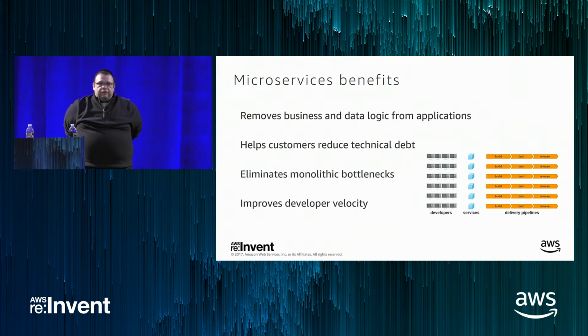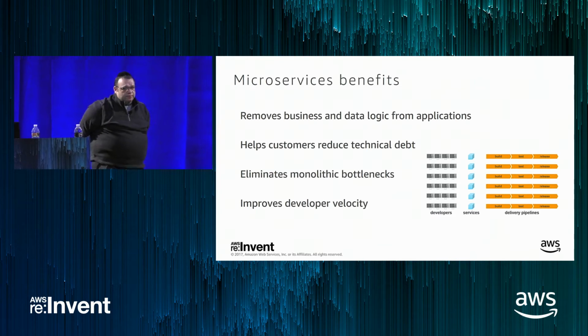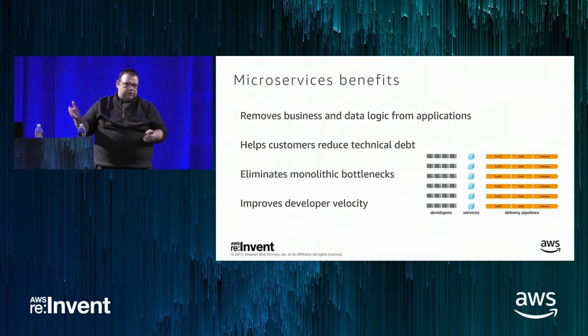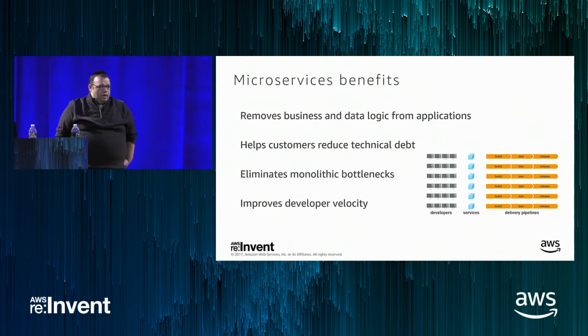I think the benefits of going to microservices are pretty obvious. It removes the business logic and data logic from your applications. It helps customers eliminate the technical debt as they move to the cloud. And it helps you eliminate the monolithic bottlenecks, right? Because each microservices team could operate independently, could have their own deployment schedules, and there's just not a lot of dependencies across the teams. And what customers are trying to achieve is they're trying to improve the developer velocity.